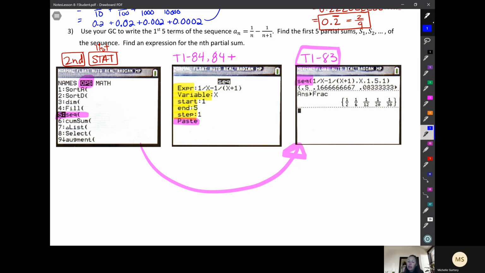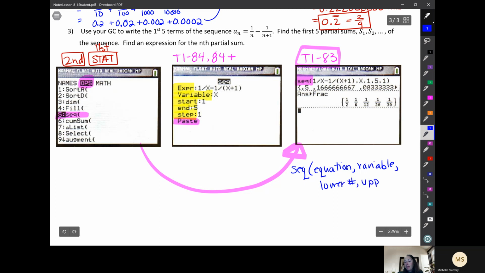And the order that you type it in is you type in the equation. So you're going to get to the sequence. Then you're going to type in the equation. And then you type in the variable. And then you type in the lower number. And then you type in the upper number. And then you type in what you want to count by, which is usually what, for our class, we're always going to count by ones. Okay. And then you put commas in between all those, and then you press enter. And then you should get the same list.